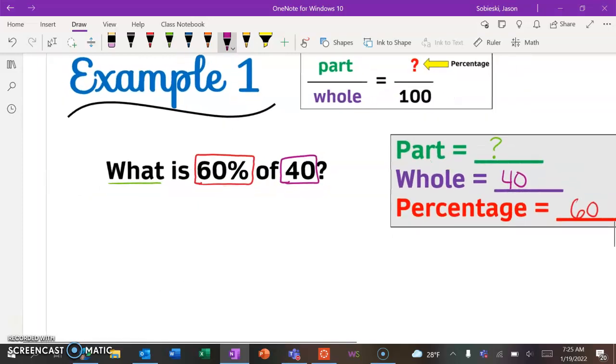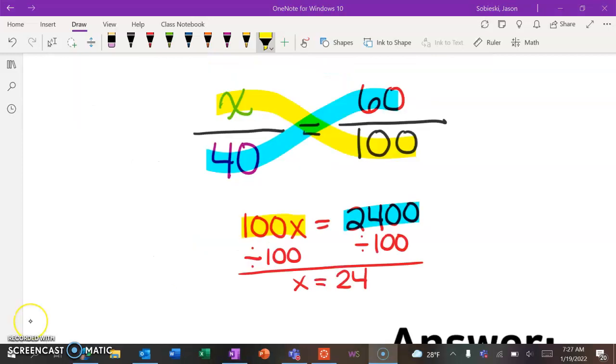Okay, so if we use this model up at the top, like we were talking about as our example, we know we're going to set up a proportion, which is two fractions set equal. This one always has a 100 down there. That's never going to change. In red, we know the percentage we want is 60, and we know the whole is 40. Our goal is to figure out what has to go in for this x, which is going to be the part. So why don't you pause this video, see if you can figure out what that x has to be by any of the three strategies we talked about earlier, and then we'll check.